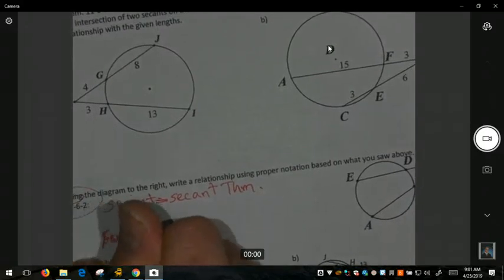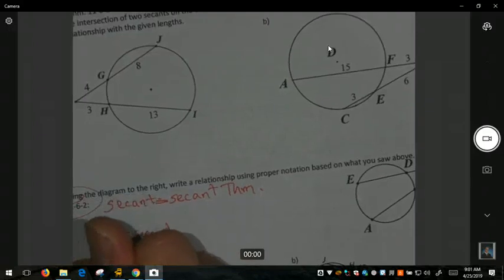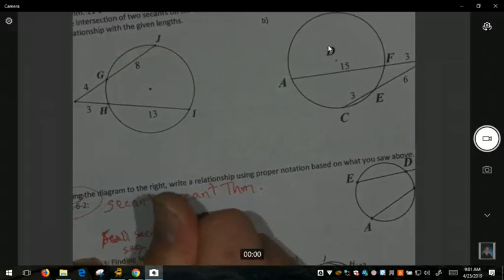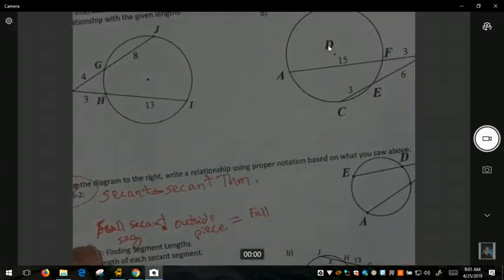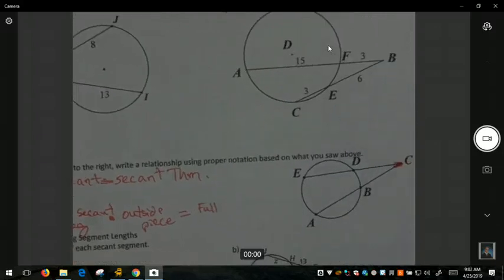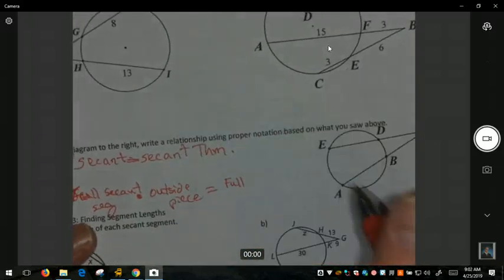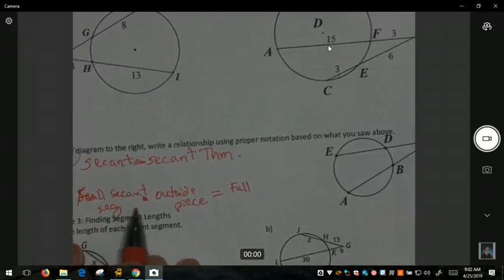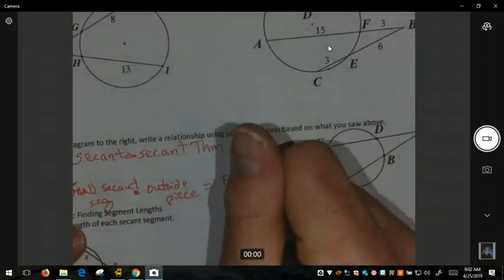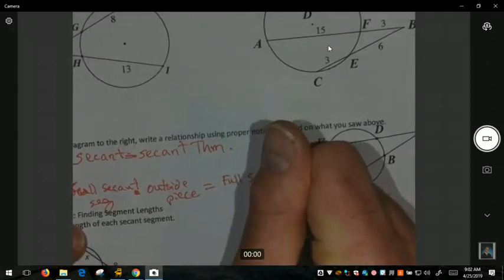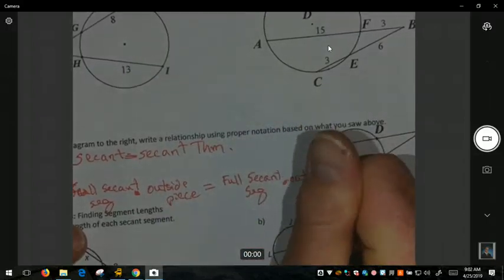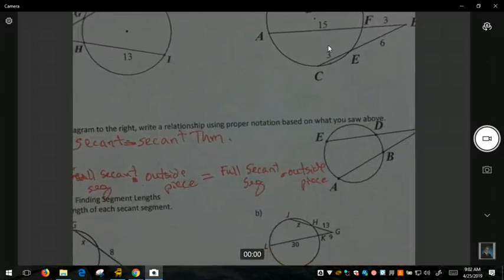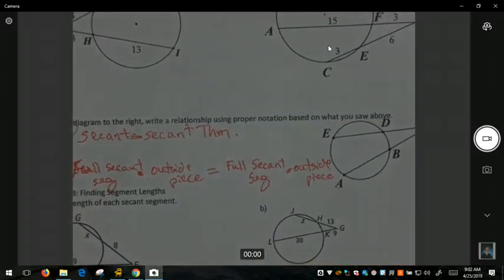Full secant segment times outside piece equals full secant segment times outside piece. This is assuming they share a vertex. If they don't share a vertex, this doesn't work. What's nice is that the formula doesn't have 2 different things. It's the same on both sides of the equation.